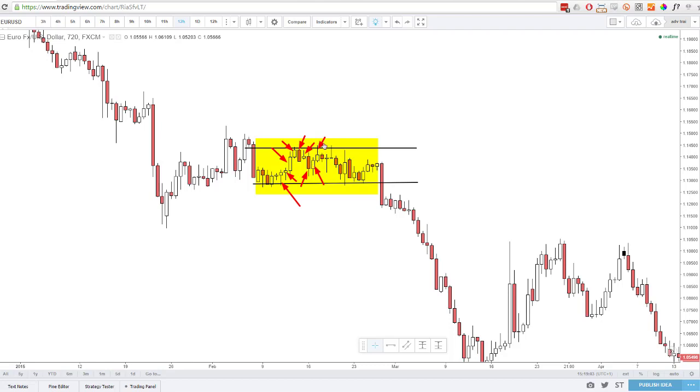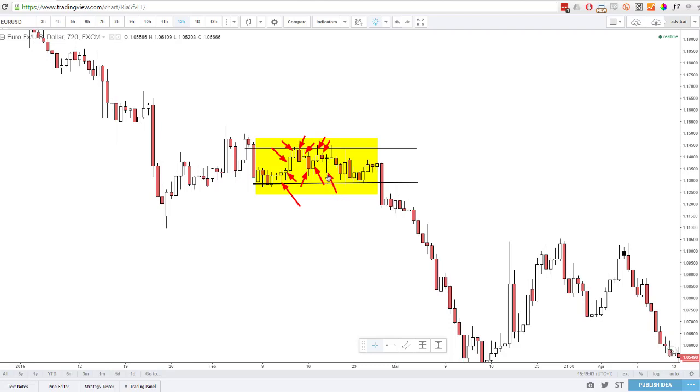Buyers tried to push up. They couldn't maintain that long move, so they got pulled back down by sellers. Then we have kind of indecision. Sellers tried to push down, but they couldn't make any ground to the short side. Then we have indecision again.